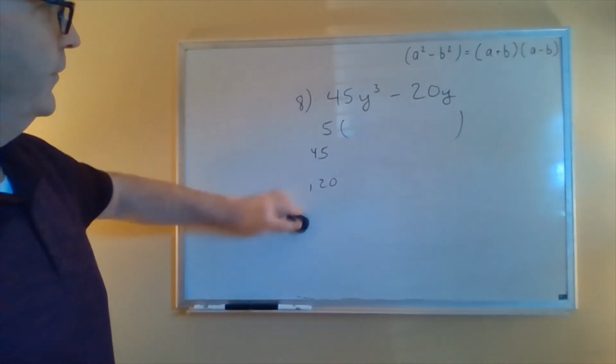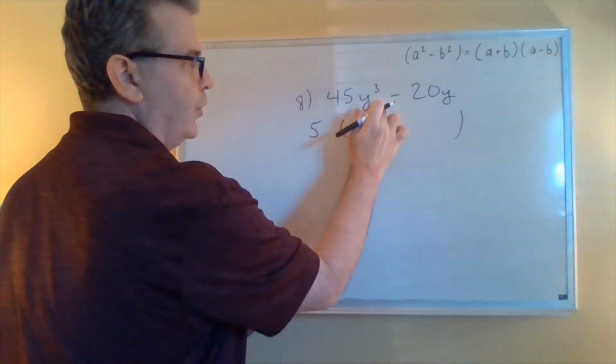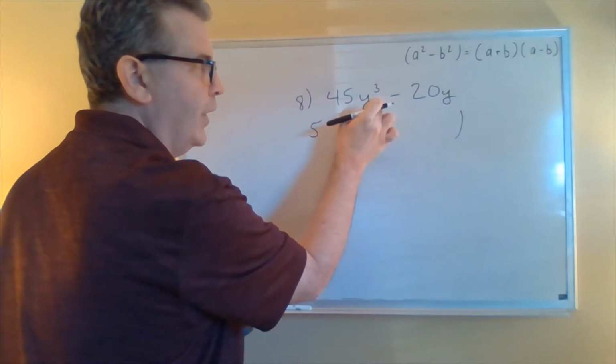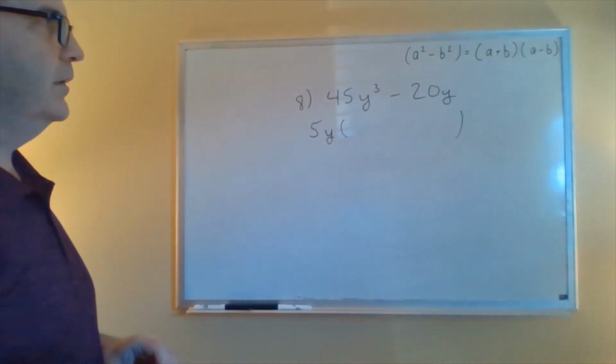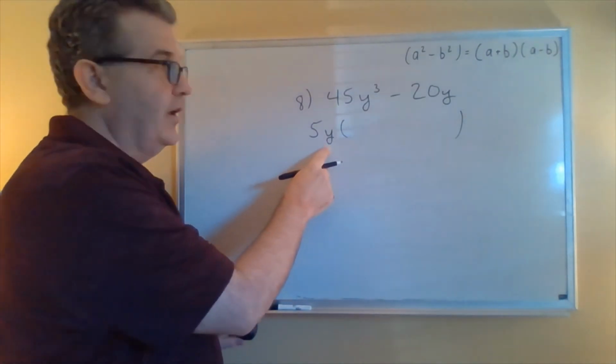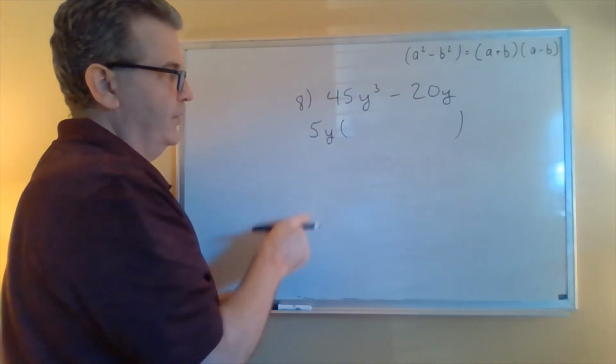Let me erase the list here. The easiest way to do it is just look at each one. I have y to the third and I have y to the first. Pull out the one with the smallest exponent. That would be y to the first. Okay? That's always going to be your greatest common factor when you have variables with odd exponents. It's going to be the one with the smallest exponent.